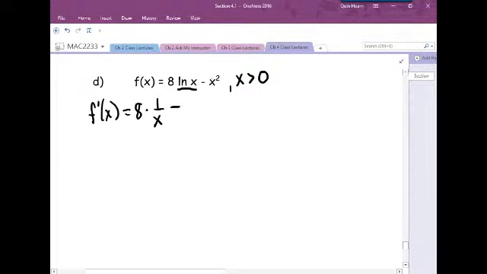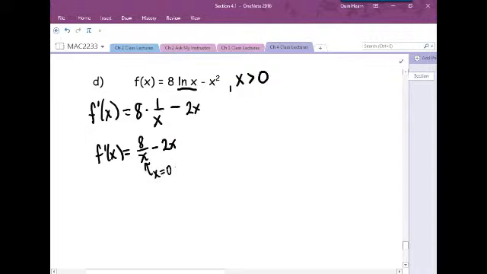All right, so let's find the first derivative then. So it's going to be 8 times the derivative of natural log of x is 1 over x. That's a fact you need to memorize. Minus the derivative of x squared is 2x. So our first derivative could be thought of as 8 over x minus 2x.